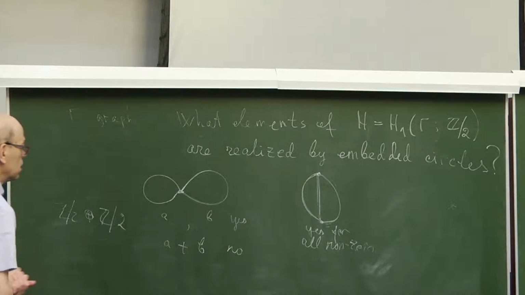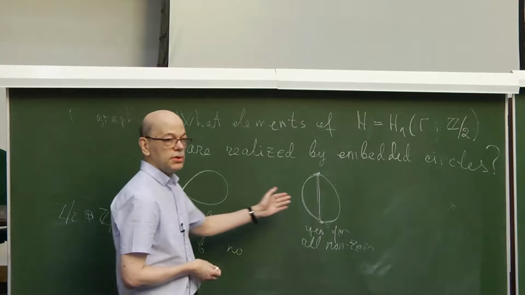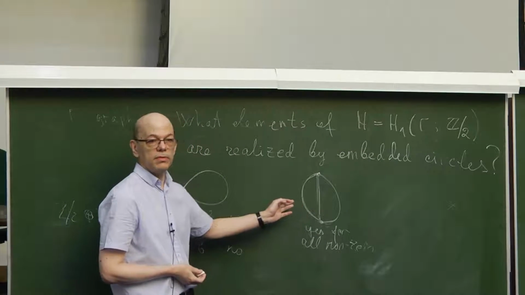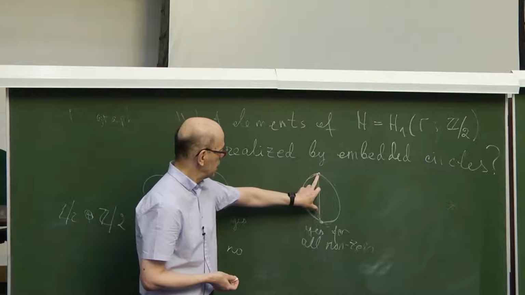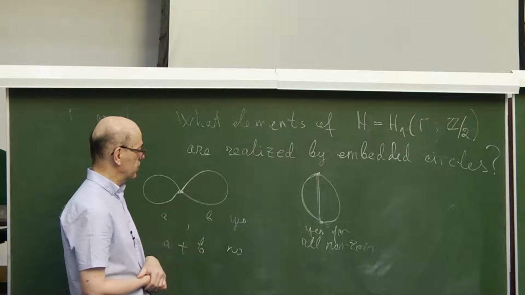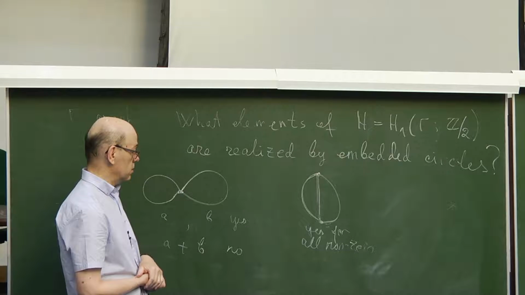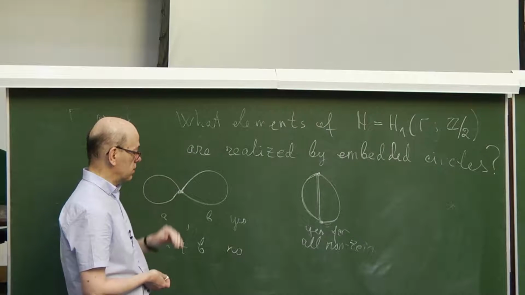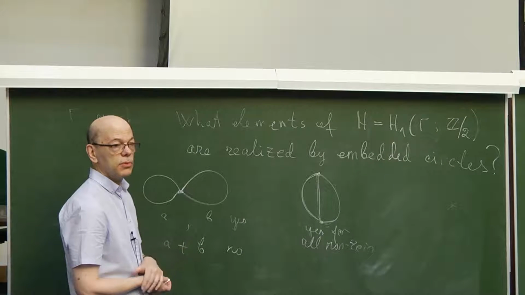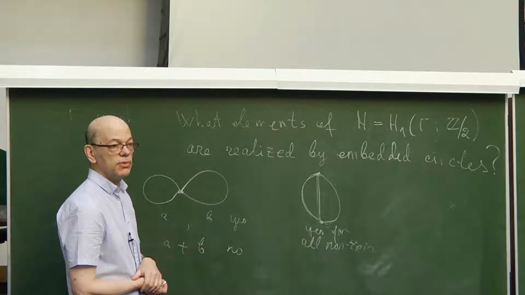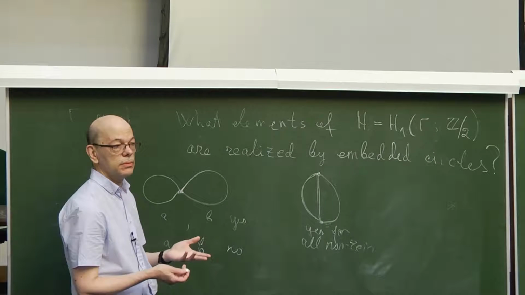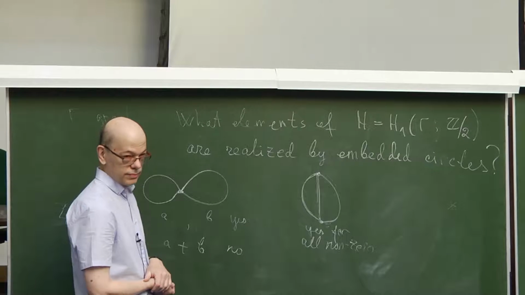Okay. Now these two examples already teach us something. If you look at these two graphs, you see that they are homotopy equivalent. Right? If you collapse this edge, the middle edge, to a point, you get the graph on the left. So the question and the answer to this question are not invariant of homotopy type. So the homotopy type of a graph is insufficient, and you need something more delicate.